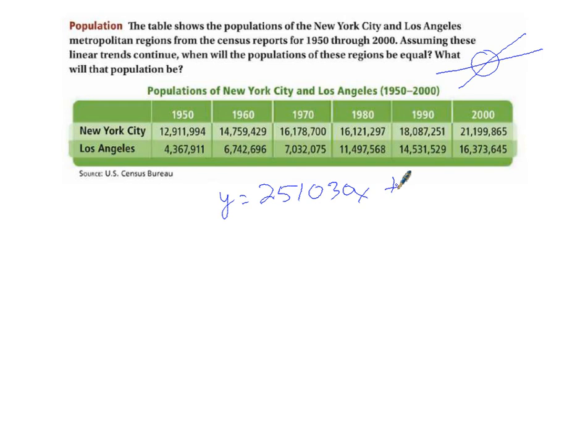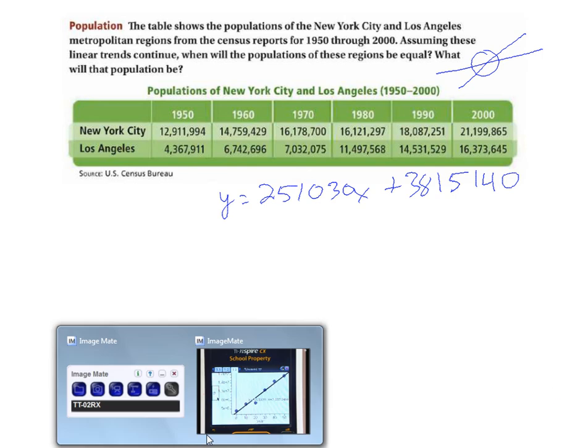That's plus 3,815,140. All that means is I move the decimal place 6 places to the right when I see that E6. That's how a calculator represents scientific notation. It's the same as 3.815 times 10 to the 6th. So I move the decimal places over 6 places to the right, and now I have my answer. That's for which city? That was Los Angeles.